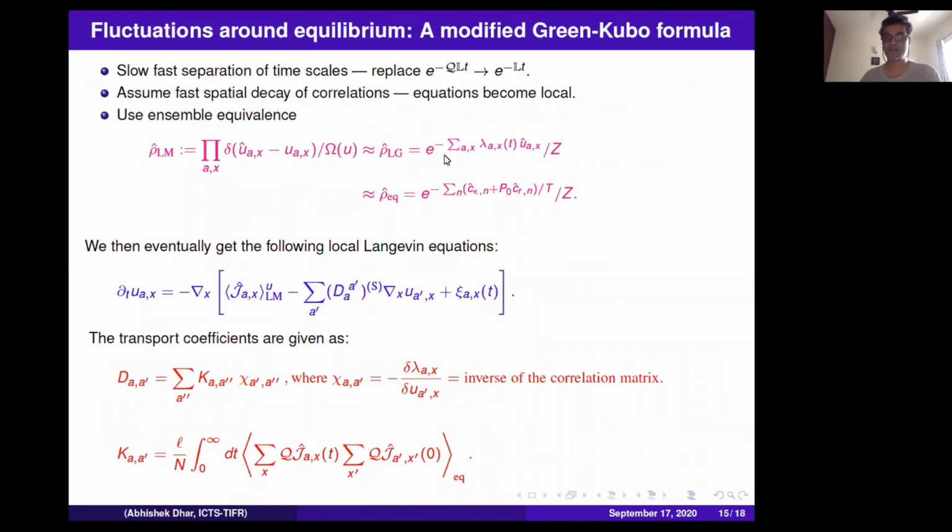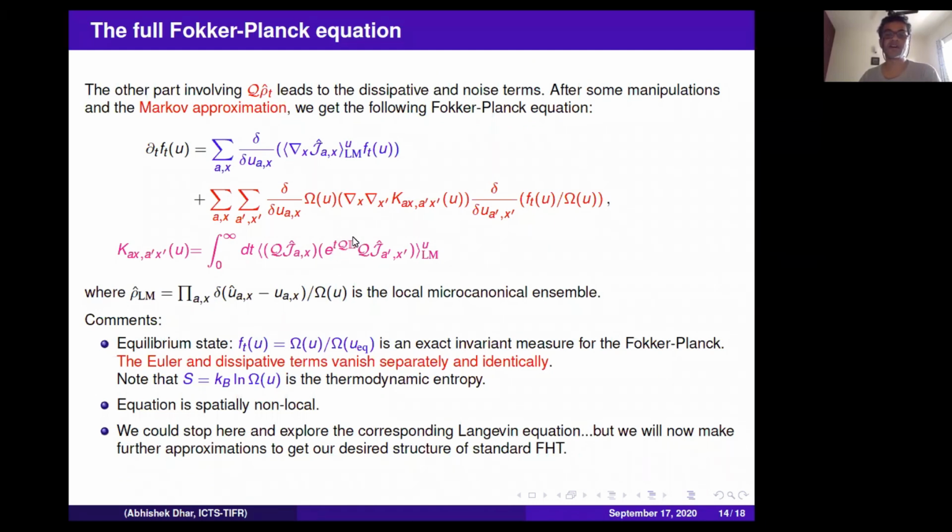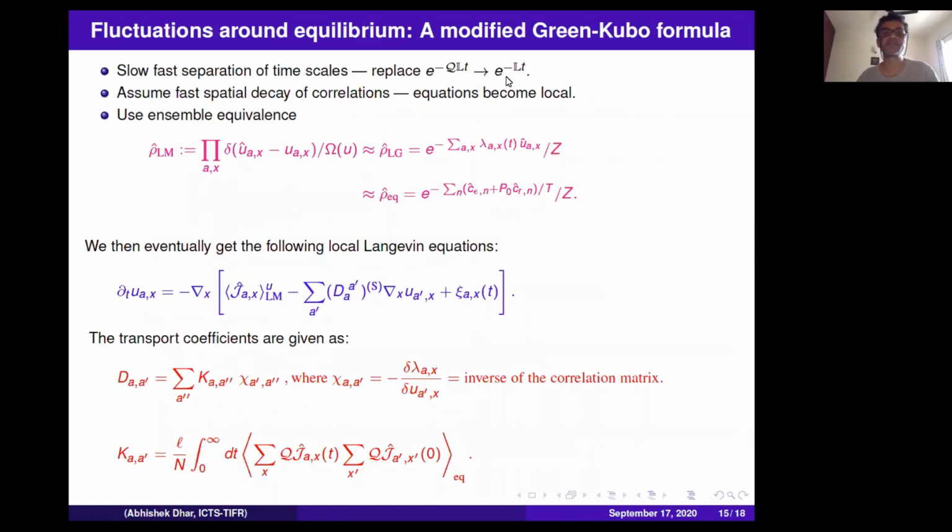And this approximation is, okay, so out here I have this operator. This is the Liouville operator, but I used a projected version. If you make some physical arguments, you can argue that you can replace this Q by identity. So we replace it by this operator. Then we assume that spatial correlations decay very fast, so the equations become local. And then you use some standard ensemble equivalence between local microcanonical and local Gibbs. So at the end of the day, doing all these further approximations, we eventually get exactly what we wanted, the correct structure of the Fokker-Planck, and from that you can read off these particular Langevin equations.